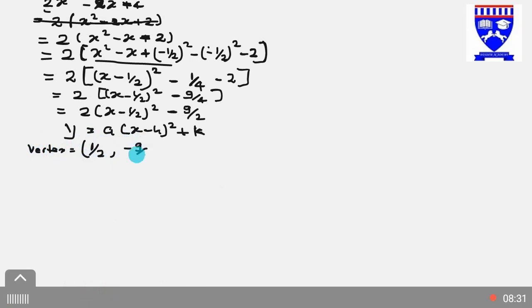Minus 9 by 4, and line of symmetry would be... line of... x is equal to half. Okay, x is equal to half would be the line of symmetry. So this is how you can work it out.